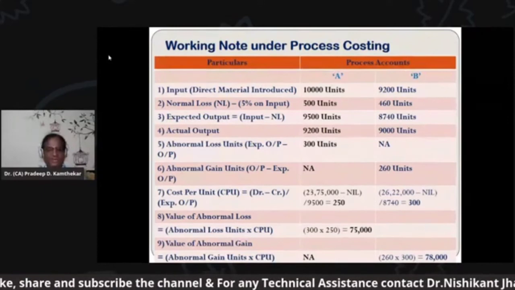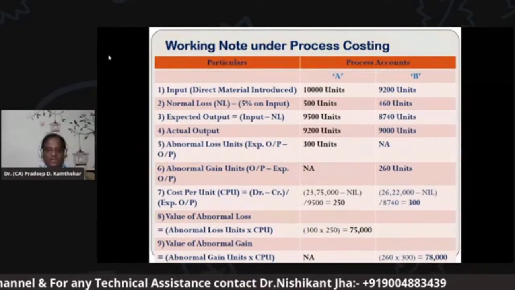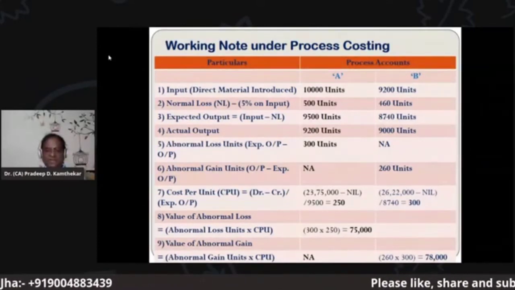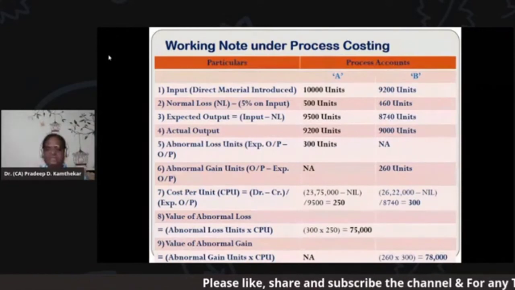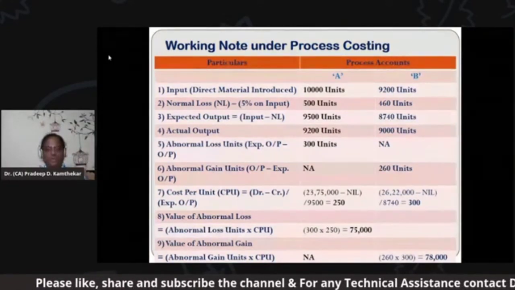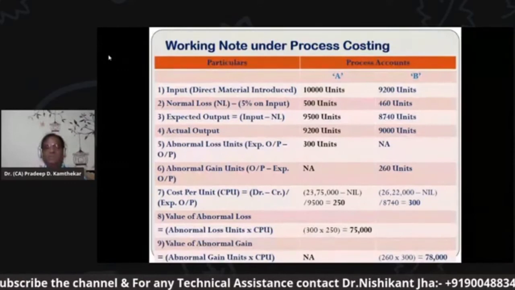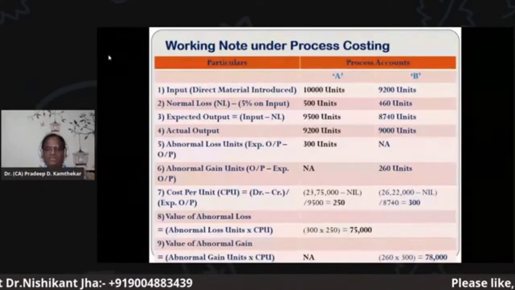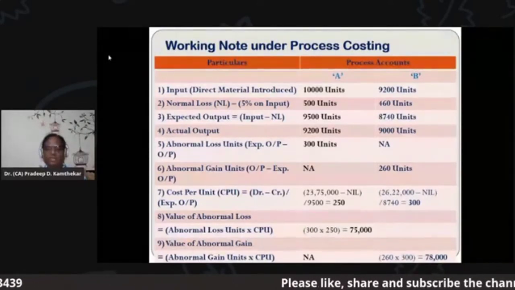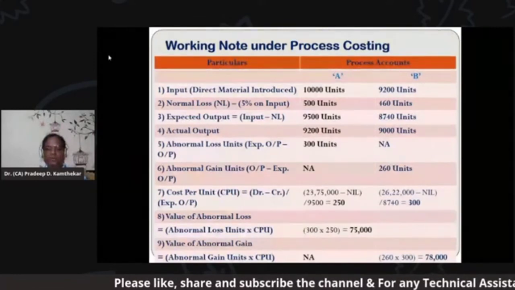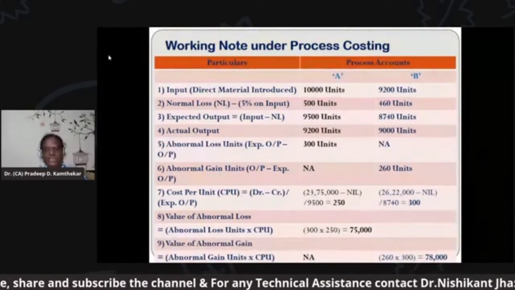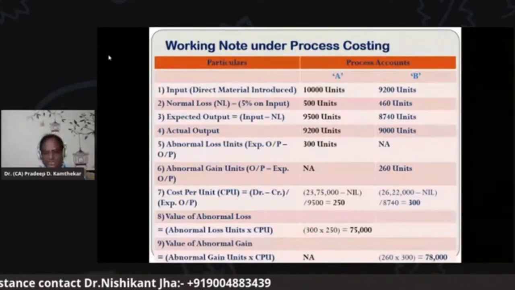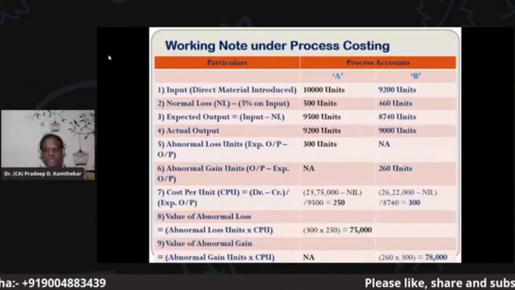And then that cost per unit, once you have the unit, say 300 abnormal loss into CPU 250, that is 75,000, the value of the abnormal loss. Now its second process: say 9,200 is the actual output of process A, that becomes the input of process B, 9,200. 5% of 9,200 is say 460. So 8,740 is the expected output, but actual output is more. And when actual output is more than the expected 8,740, the difference is abnormal gain. So in this process B, we have abnormal gain of 260 units.